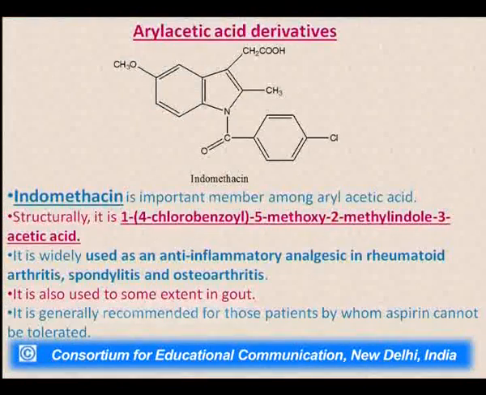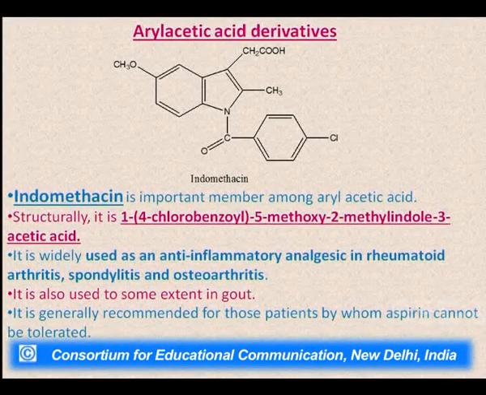Then the next class is the aryl acetic acid derivatives. An example of this class is indomethacin. Structurally, it is 1-(4-chlorobenzoyl)-5-methoxy-2-methyl indole 3-acetic acid. It is widely used as an anti-inflammatory analgesic in rheumatoid arthritis, spondylitis and osteoarthritis. It is also used to some extent in gout. It is generally recommended for those patients who cannot tolerate aspirin.